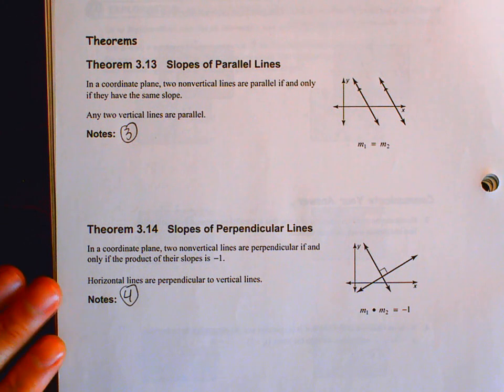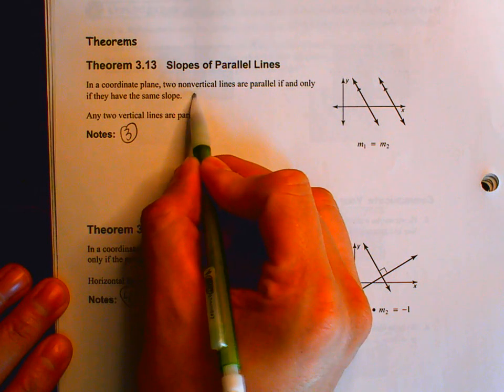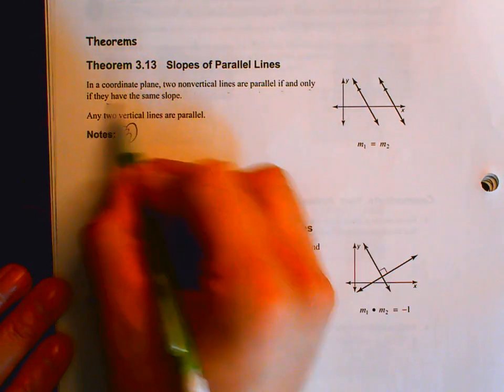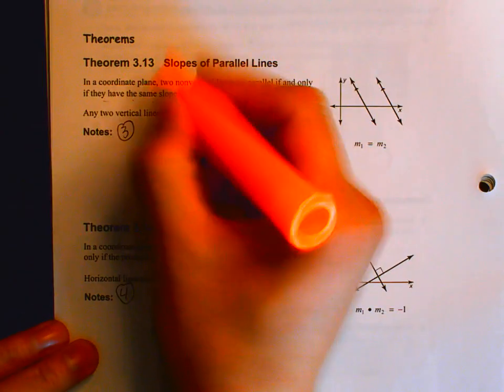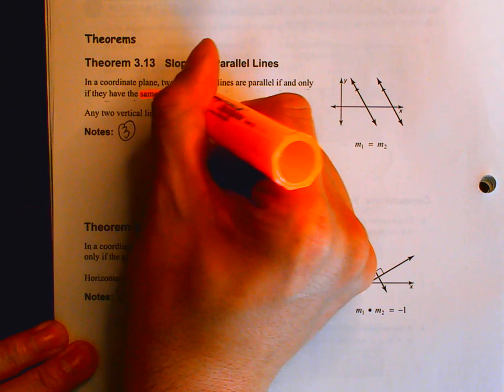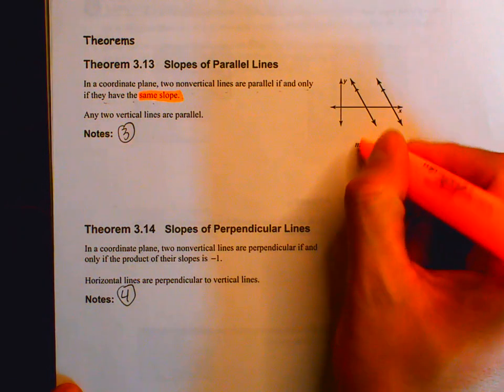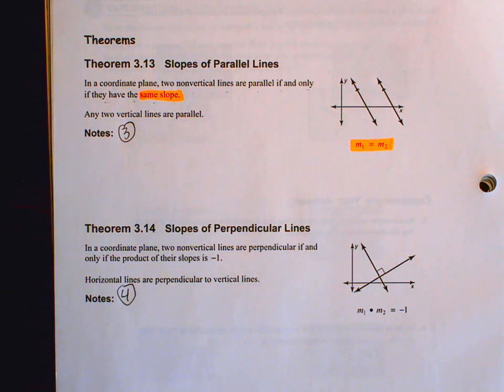In a coordinate plane, two non-vertical lines are parallel if and only if they have the same slope. So here's the key word: they have to have the same slopes, or equal slopes. If the lines are parallel, the slopes of those two lines are going to be the same.